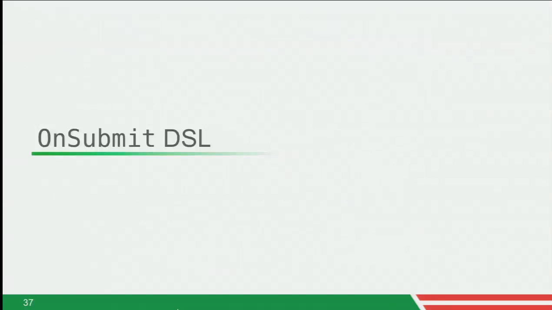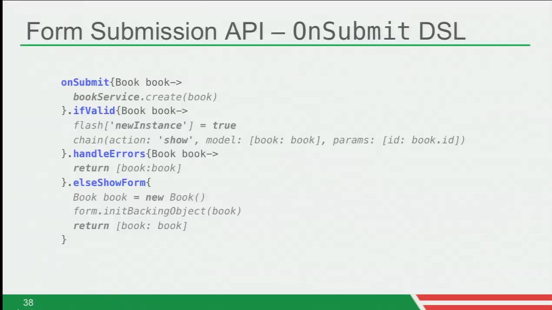So finally, the last piece of the API that I'll talk about is the OnSubmit DSL. To refresh your memory, this is what it looks like. This is inside of a controller action where you're able to define effectively the flow for handling a single form submission, or excuse me, the submission of a single form over one or many requests.